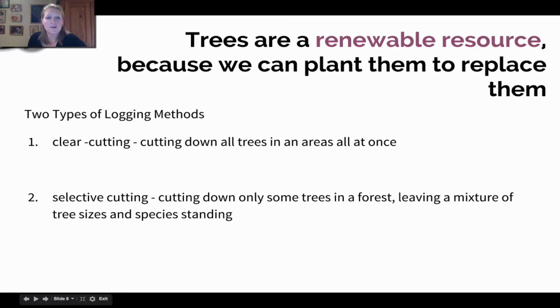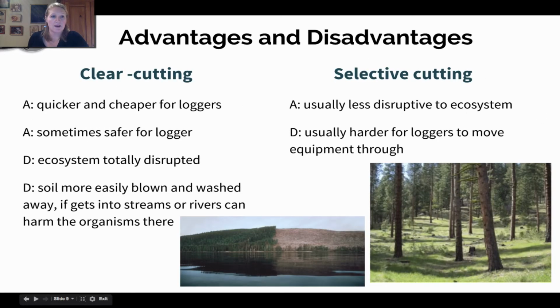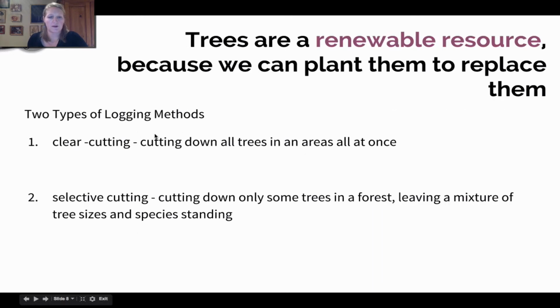Okay, a forest is known as a renewable resource because we can plant them to replace them. So we can replace a renewable resource with something that is replaceable, and so we can do that. Okay, there are two ways that we can cut trees down too, and so this sometimes has a perspective on.